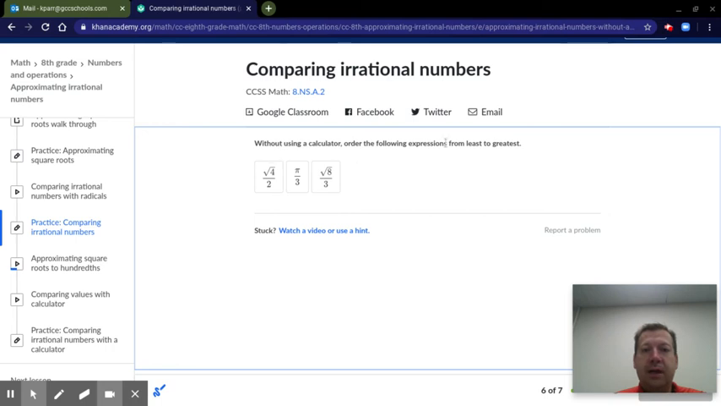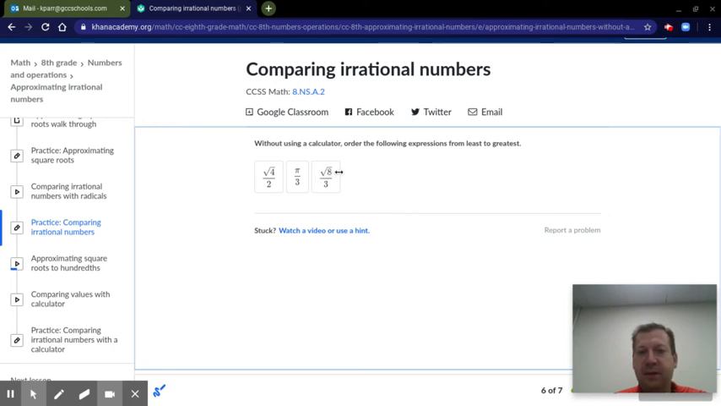Okay, without using a calculator, order from least to greatest. So I can't get freaked out when I see these fractions like this. The square root of 4 I know is 2. 2 divided by 2 equals 1. Okay, that wasn't as complicated as what I thought it might be.